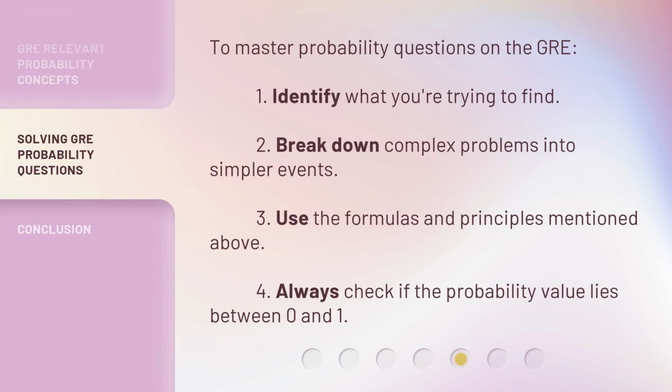To master probability questions on the GRE: 1. Identify what you're trying to find. 2. Break down complex problems into simpler events. 3. Use the formulas and principles mentioned above. 4. Always check if the probability value lies between 0 and 1.